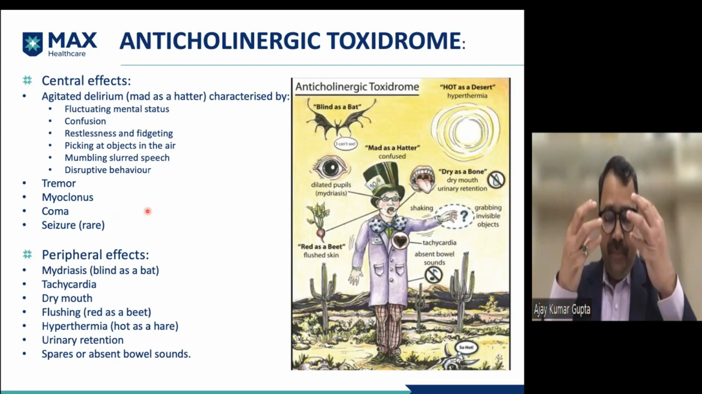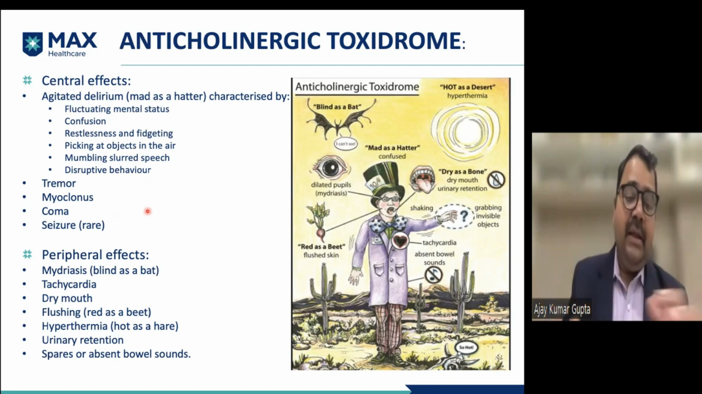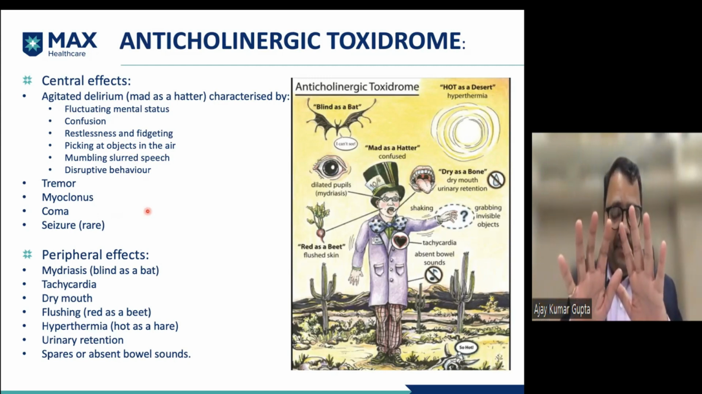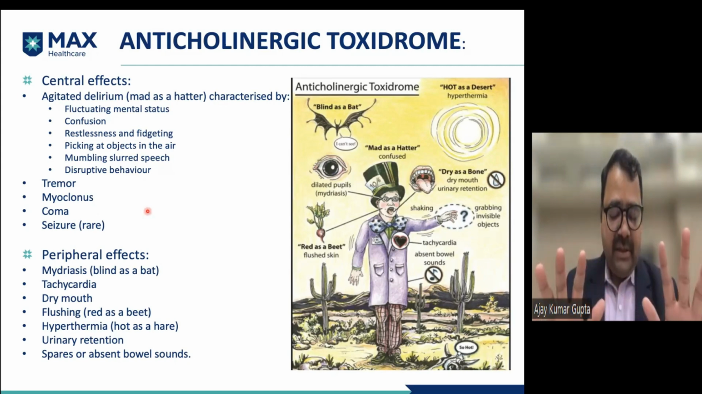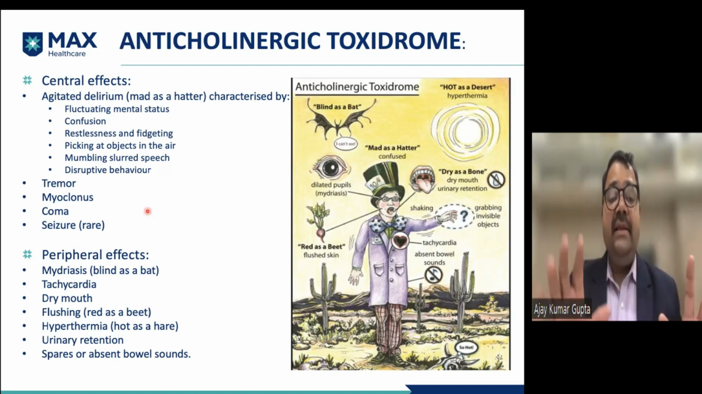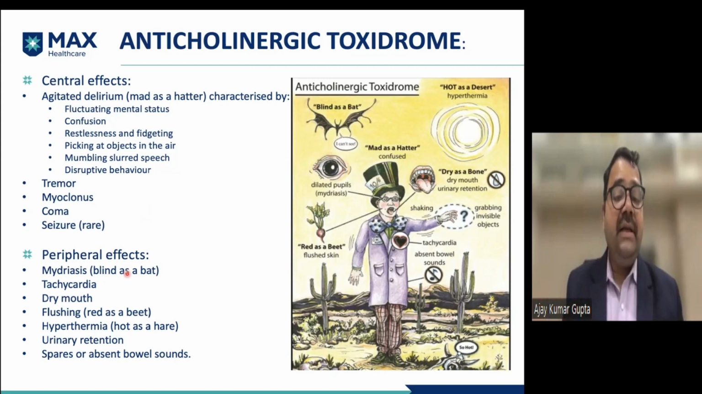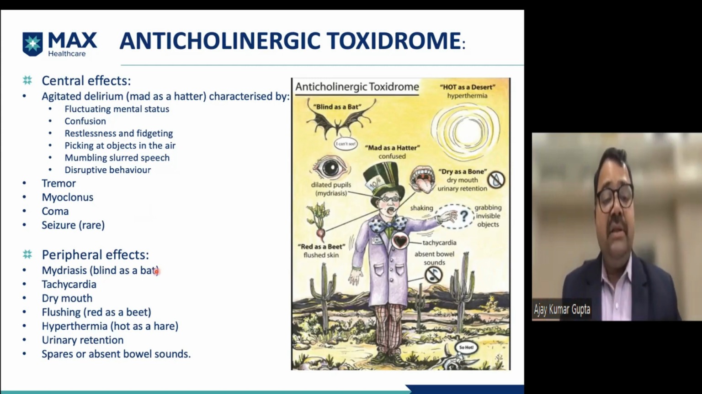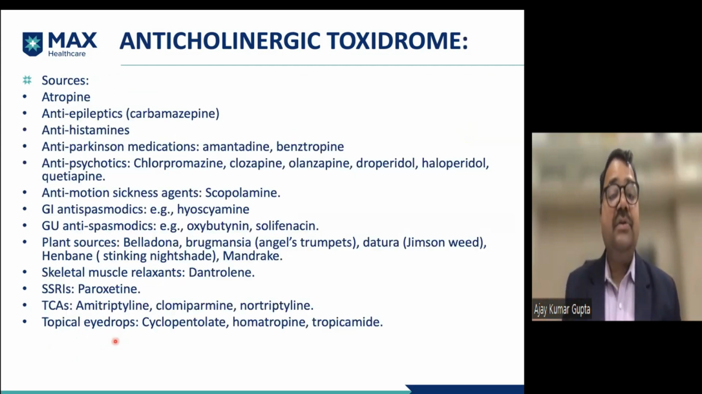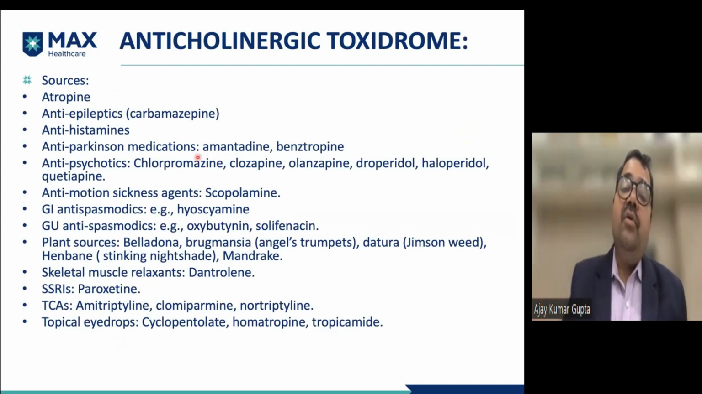dilatation, and when there is pupillary dilatation, because of the loss of accommodation reflex, the patient will not be able to see anything, or the patient will present as a blind patient. So we say blind as a bat, because a bat is not able to see in the daytime. Then the heartbeat is high, like I mentioned there. There is a dry mouth, then flushing, hyperthermia, urinary retention, and absent bowel sounds. So these are the features of anticholinergic toxidrome.